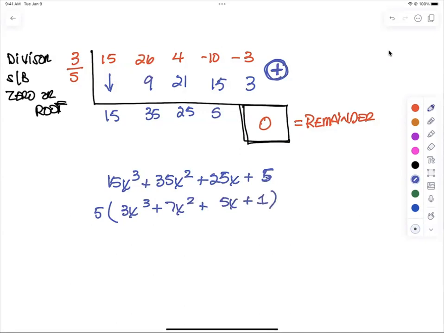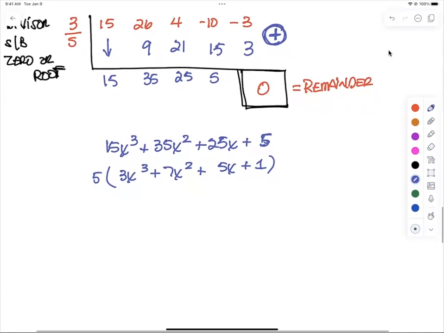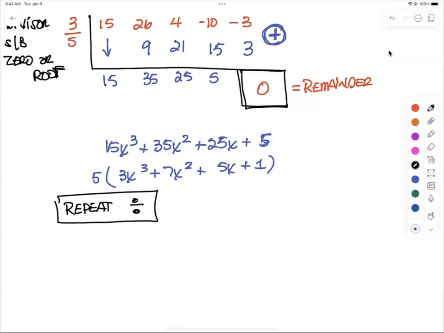And I don't think I can factor that. So that means I have to repeat the process. So I need to repeat the synthetic division, and I'm going to repeat the division on what's inside the parentheses right here. I'm going to repeat the process using this degree 3 poly, but I need to find a root. So I need to find a root to use.